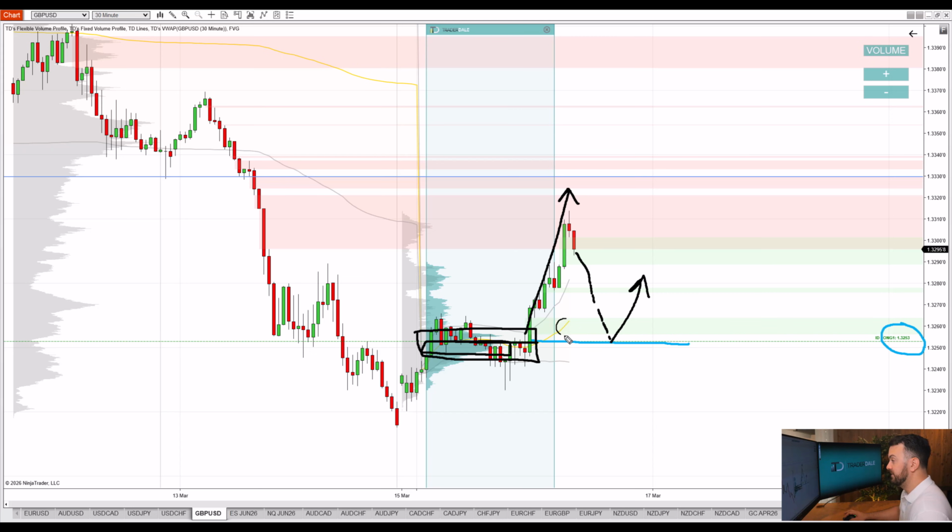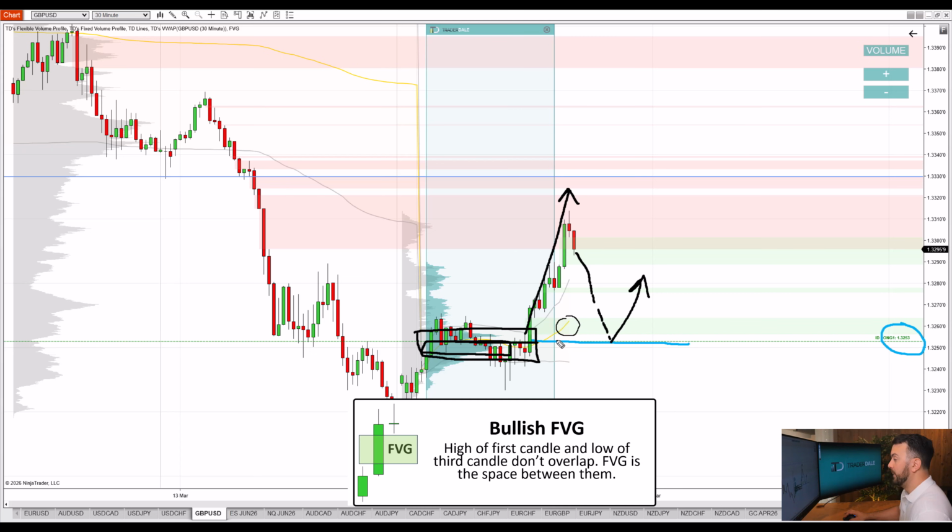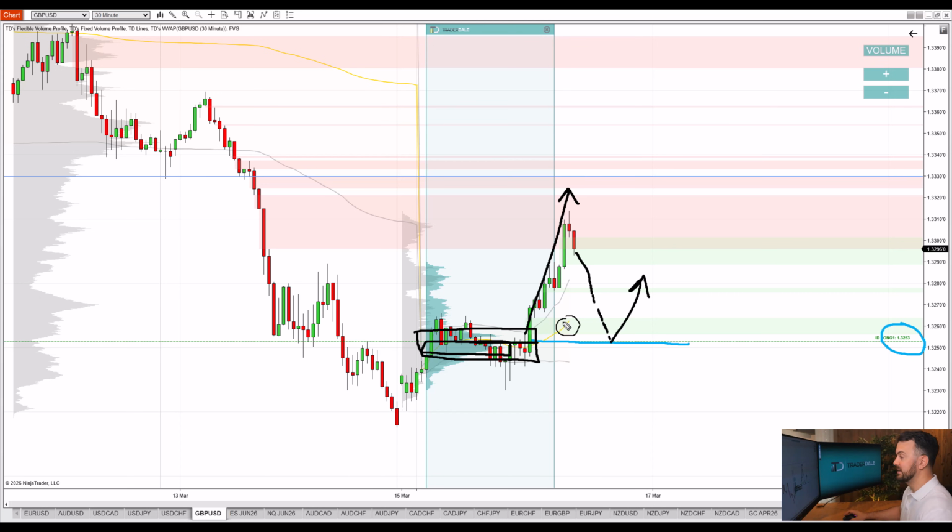We also have a fair value gap here, but it's a little bit above the level, just a couple of pips, but I still count it as a confirmation to the level, because the fair value gap shows the strength and determination of the buyers who were first accumulating the longs in here and who later pushed the price upwards.